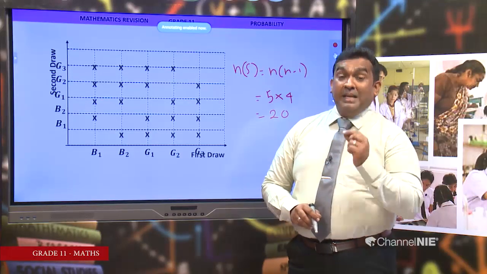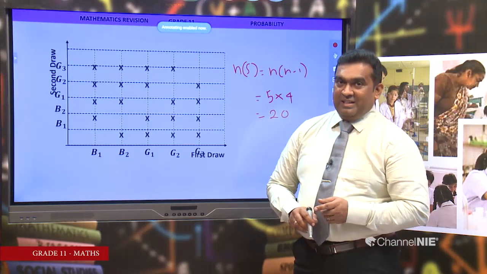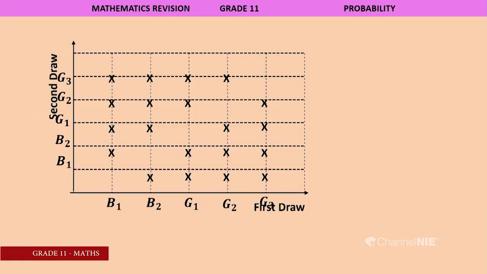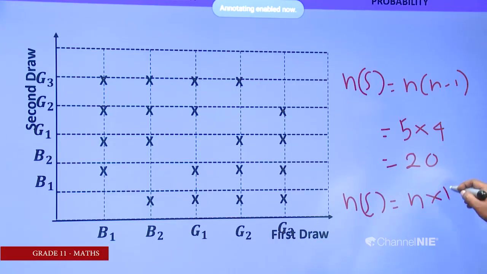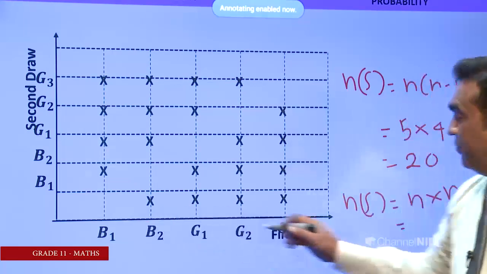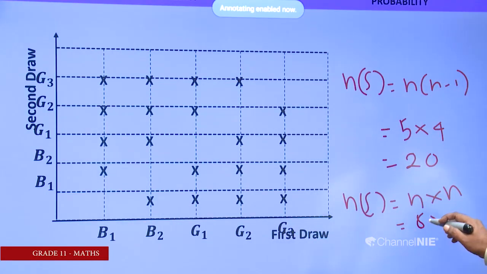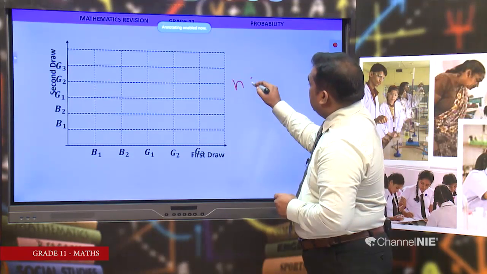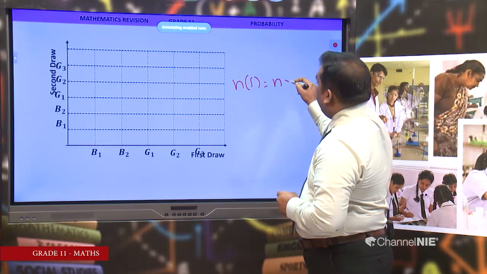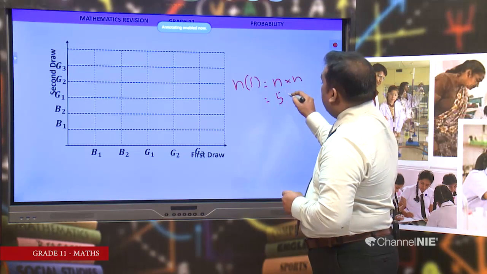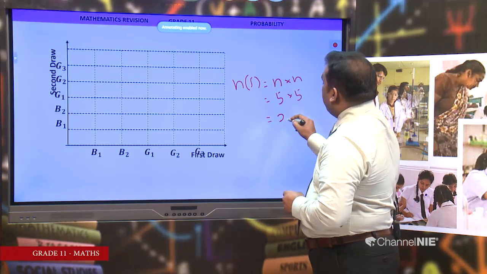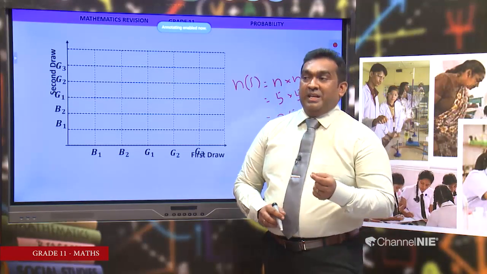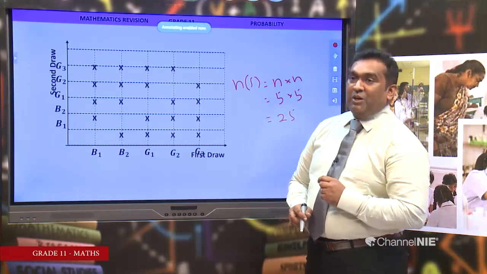Experiments without replacing, right? If you have events in these positions, then how to get it? n(S) is equal to n into n. It means 5 multiplied by 5, this is 25. Experiments with replacement, without replacement.